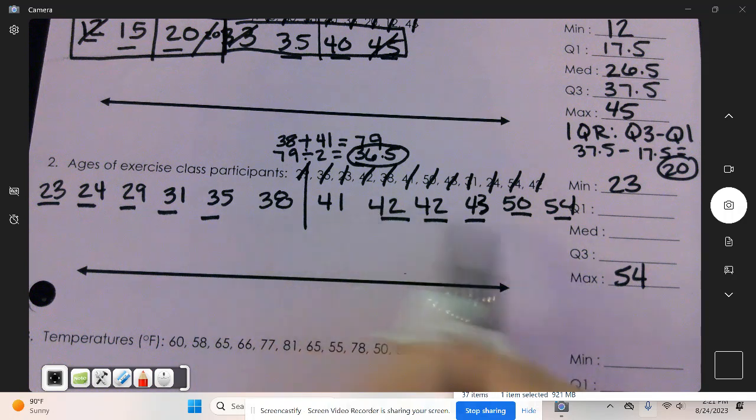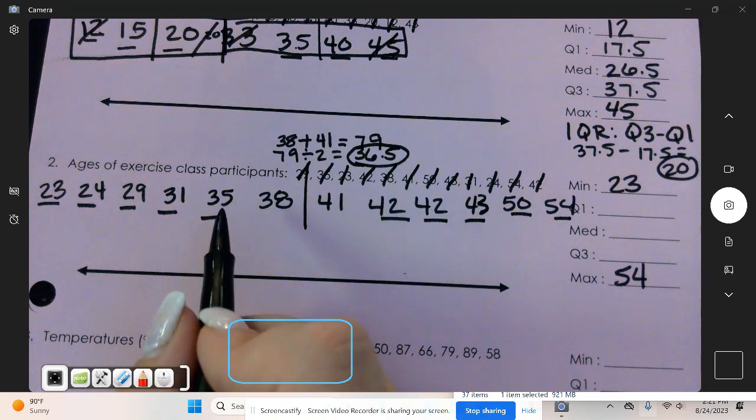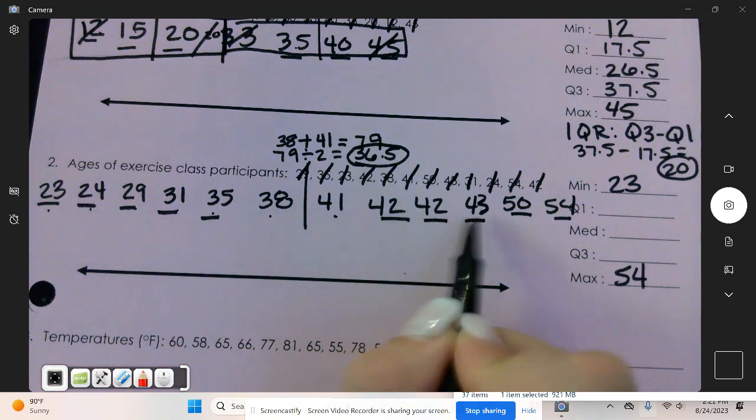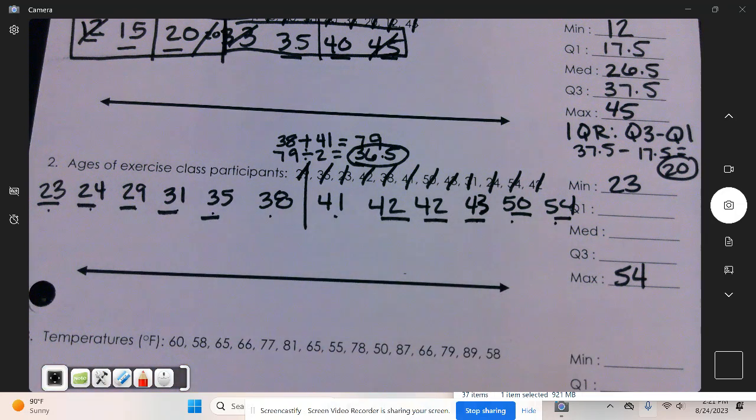You should have the same amount of numbers on one side that you do the other. 1, 2, 3, 4, 5, 6. 1, 2, 3, 4, 5, 6. If you don't have the same amount of numbers on each side, then you did something wrong. And that's just a quick way to check. So our median is 36 and a half.